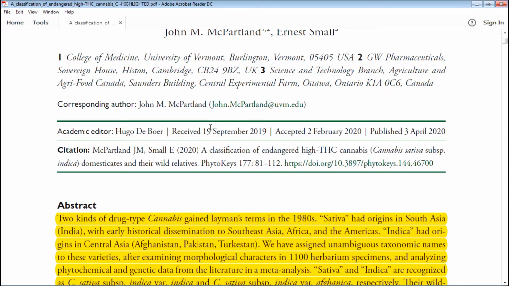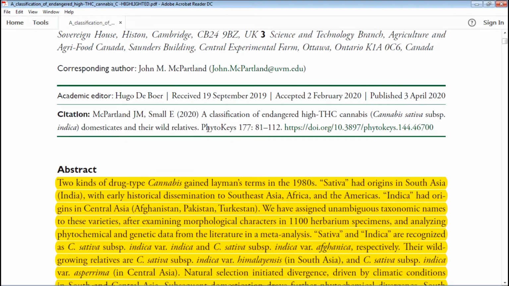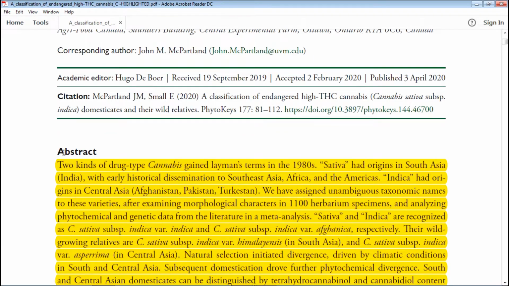So here we have the article. I've already gone through and highlighted things I think are of the most relevance, the most important to understand, to grasp, and just really the most relevant information for most anybody to understand. So here we have the abstract.